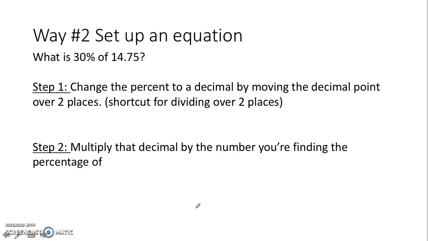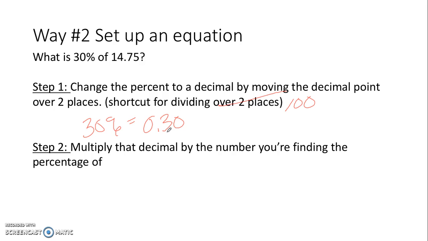Way number two: set up an equation. Step one, change the percent to a decimal by moving the decimal point over 2 places, which as you should know by now is just a shortcut for dividing by 100. So change the percent into a decimal: 30% is equal to 0.30.